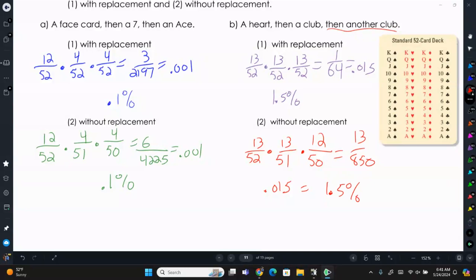So that's it with conditional probability. It's really not that bad as long as you are thinking through the problem and not just relying on memorizing something and going with it.